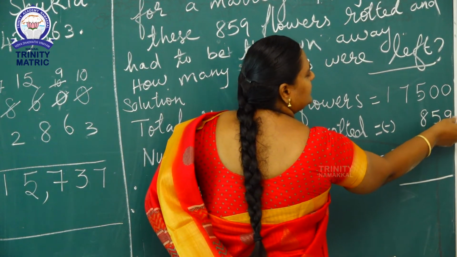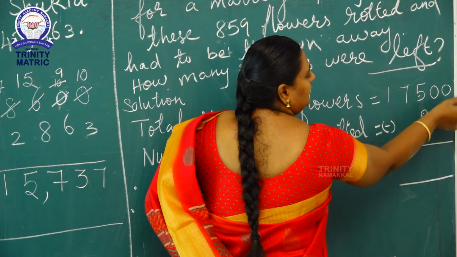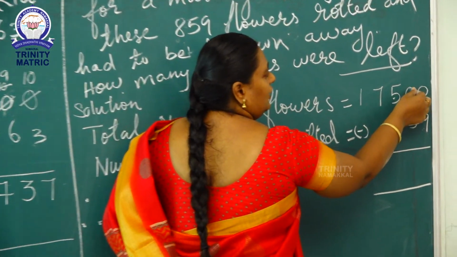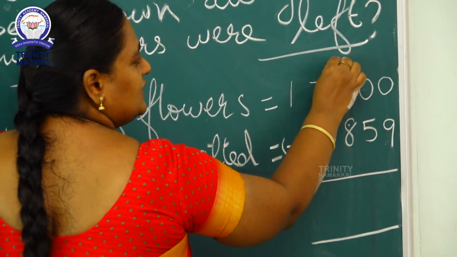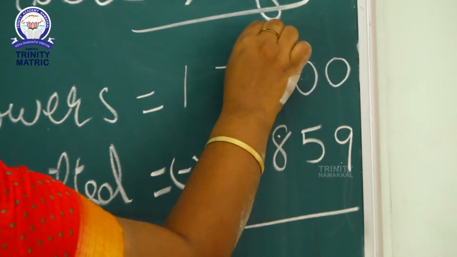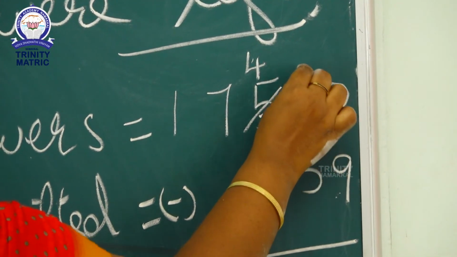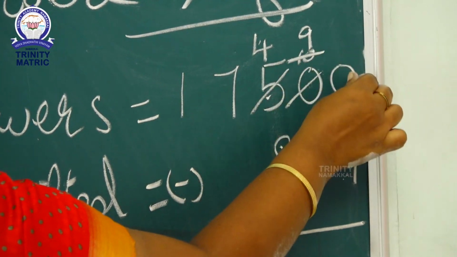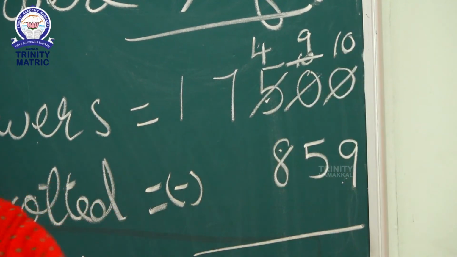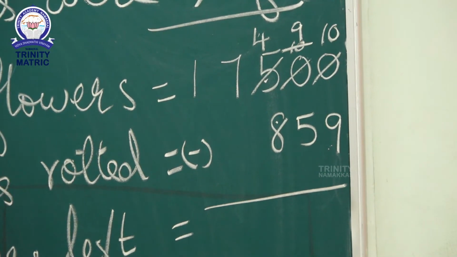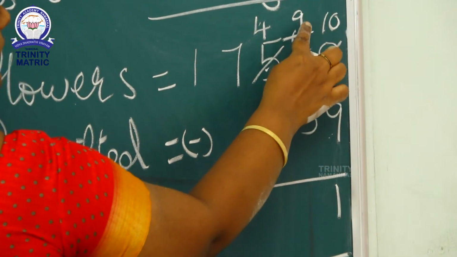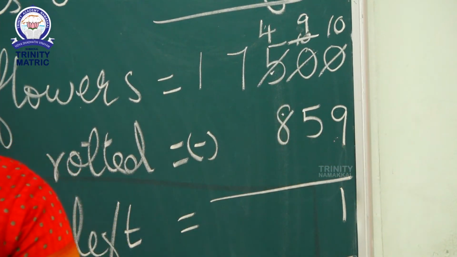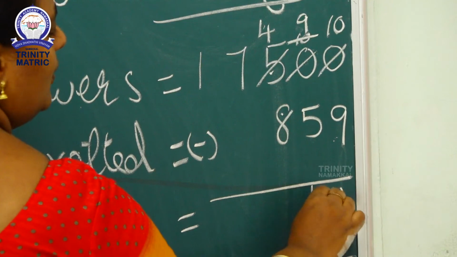We cannot subtract 9 from 0. Isn't it? So what do we have to do? We have to borrow. We cannot borrow from here, so borrow from this 5. So 5 will become 4 and this 0 will become 10. From this 10 we have to borrow 1. So 10 will become 9 and this 0 will become 10. So 10 minus 9 is 1. And see the next place: 9 minus 5 is 4.